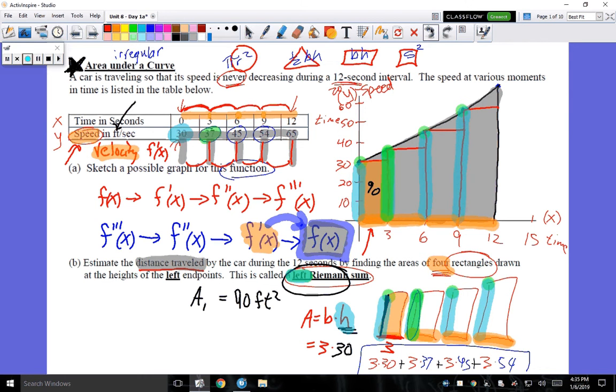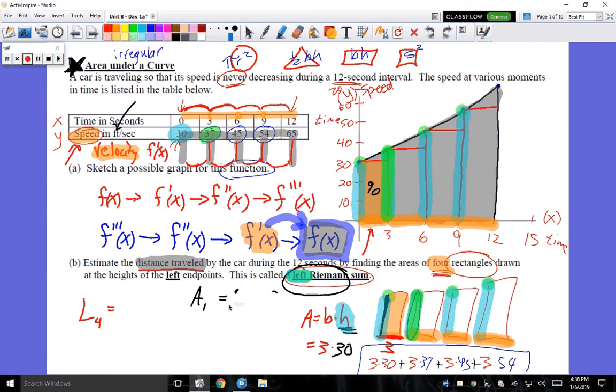But I want you to first see what this accumulation is going to be for part A. Okay, so looking at this, we have 3 times 30, 3 times 37. All of these are going to be added up together. And the way I want you to note this is you're going to do a Riemann sum, and it's going to be a left Riemann sum. So we're going to put L for left, and we're going to do sub 4 because there are 4 subintervals.